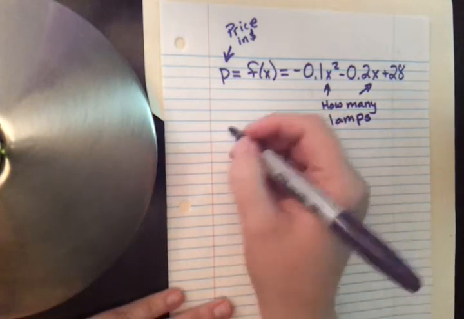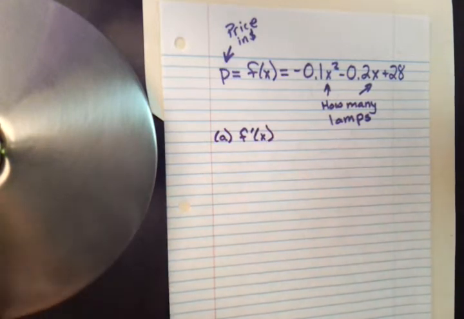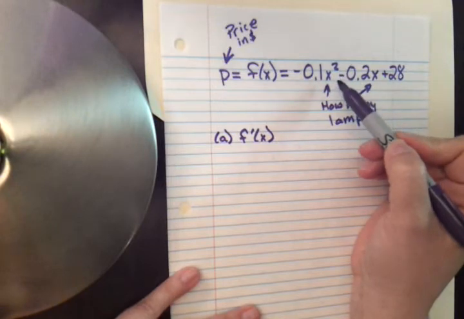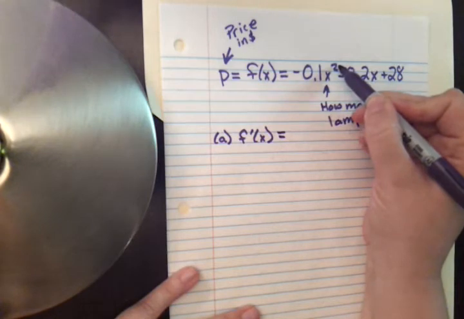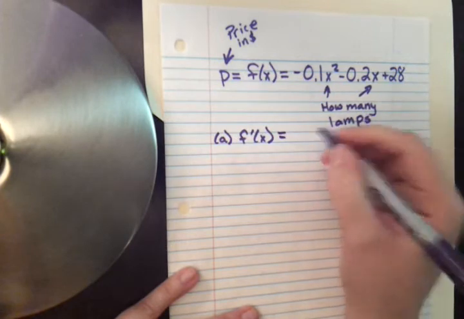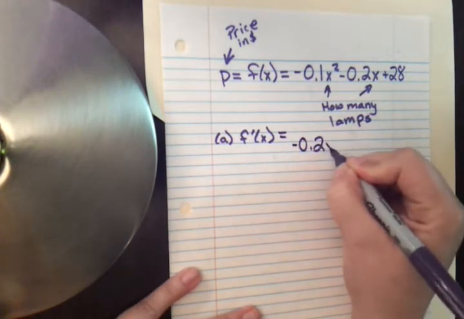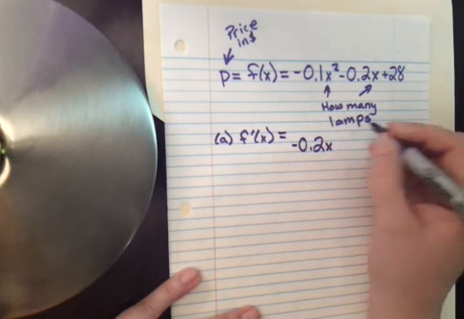Let's figure out what they want from us. For part A, they're asking for f prime of X. We don't even have to think about lamps or prices, we just need to think about our differentiation rules. The rule we're going to use here is the power rule. So f prime of X is going to be when we take the exponent and bring it down. We multiply 2 times negative 0.1, that's going to give us negative 0.2x, and we subtract 1 from the exponent, and that's just going to be x to the first.